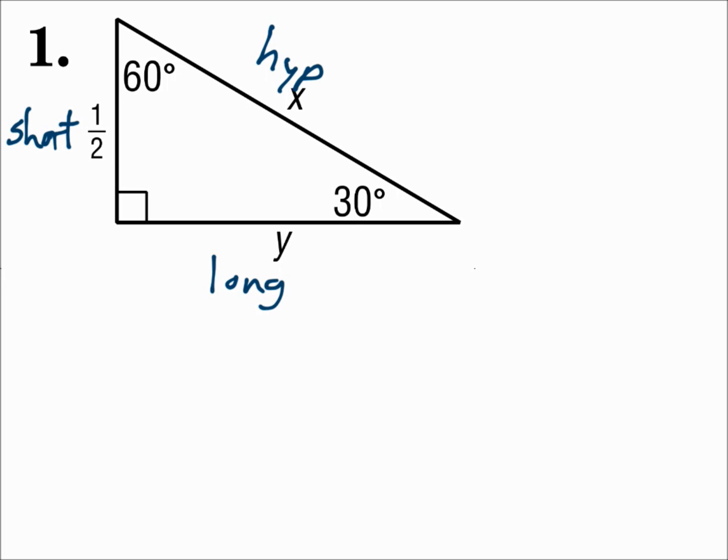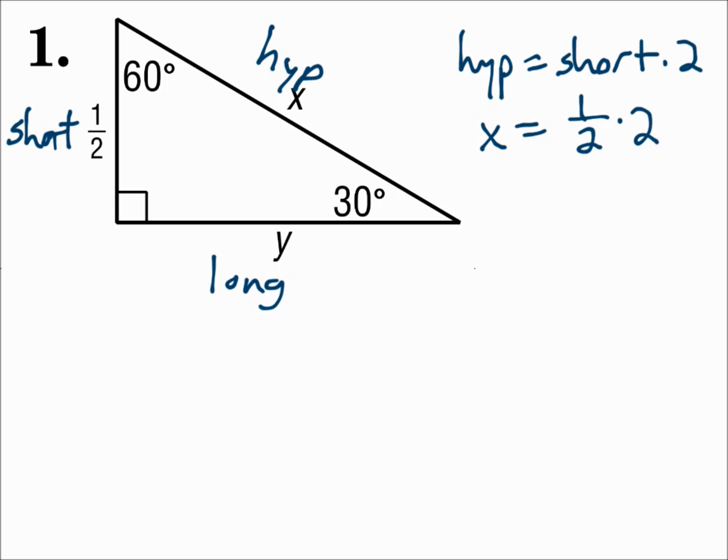Start with x. That's the hypotenuse. So we use the hypotenuse equals formula, and since we know the short leg, we'll do hypotenuse equals short times 2. Hypotenuse is x. The short leg is 1/2 times 2. So x equals 1.